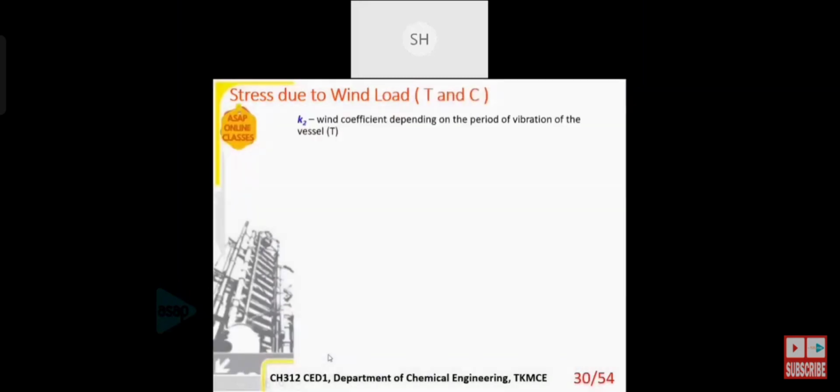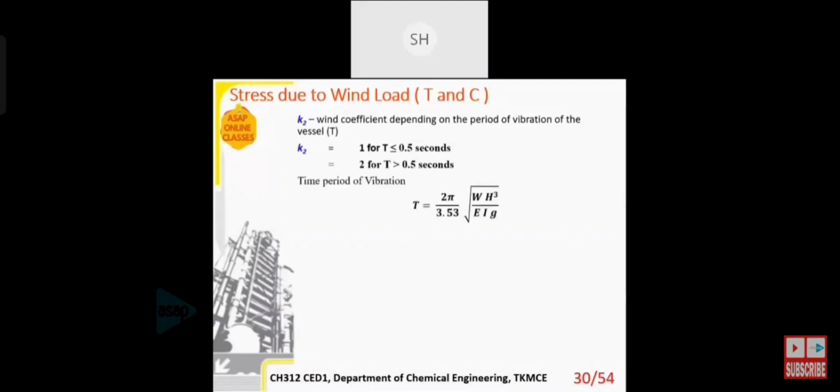Then the next one, K2, is the wind coefficient which depends on the period of vibration. The motion of wind can cause a very small vibration for the pressure vessel, and that period is denoted by capital T. So K2 will have the value 1 if the period is less than 0.5, and it will have a value of 2 if it is greater than 0.5.